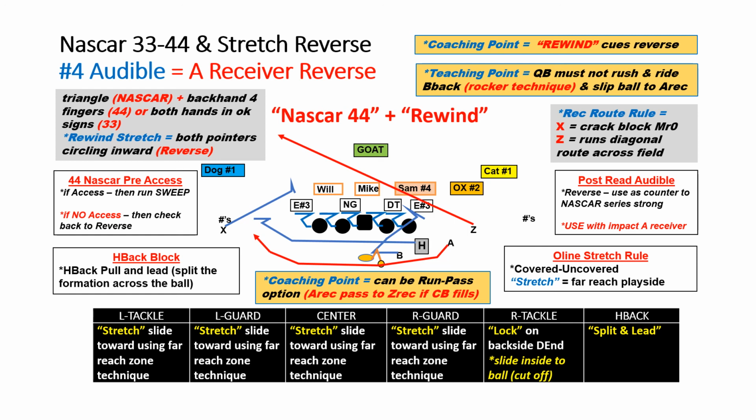Now, obviously, if you think you have a chance of running this, you want to run this so that the A receiver is running the direction of its dominant hand. So in this diagram, we would be doing this with a left-handed A receiver. If we wanted to run it to the right, you simply would call initially Nascar 33. That would put our toss sweep to the left, and then we can make our check of rewind, which is going to bring us with our reverse to the right with a right-handed A receiver throwing.